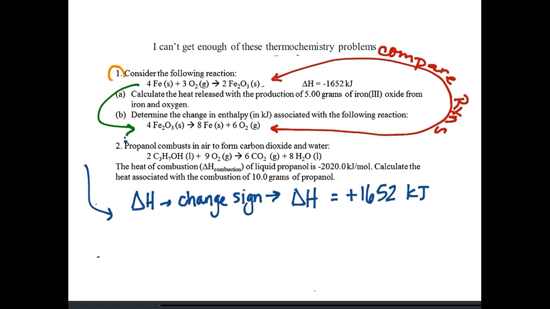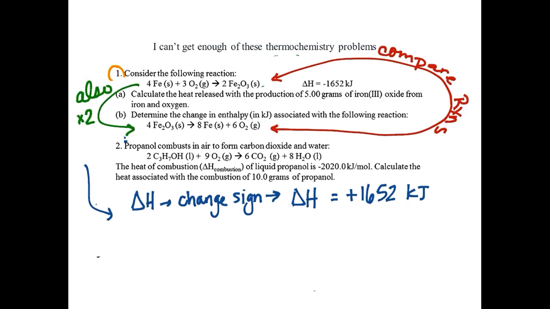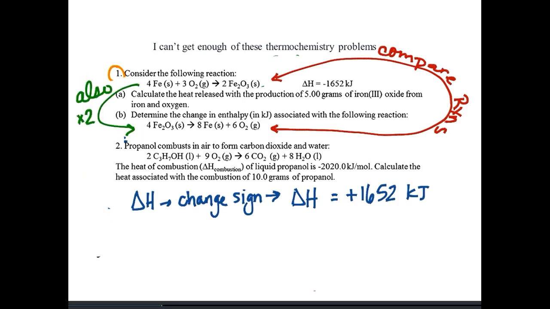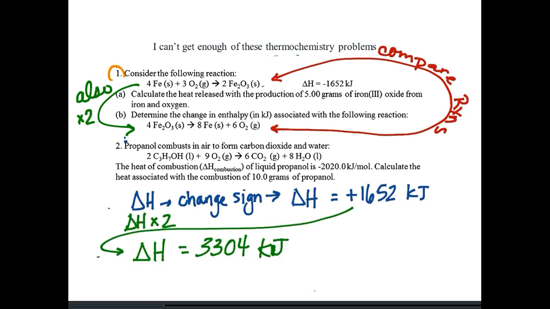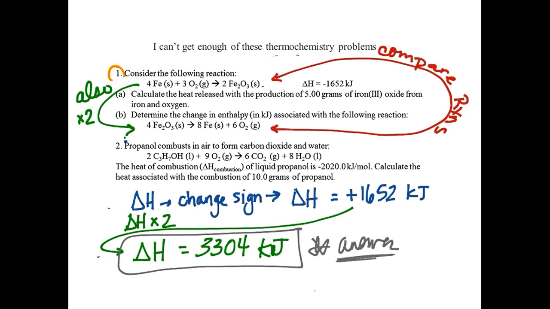The other difference, however, is that this is also multiplied by 2. So we're going to take delta H and we're going to multiply that by 2. So our new delta H is 3304 kilojoules. And that's the answer to Part B.